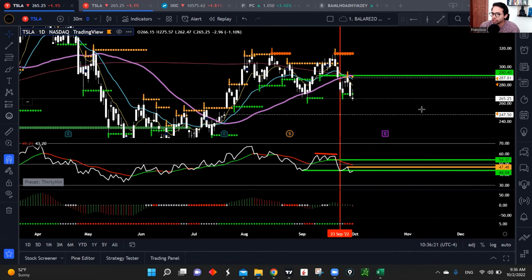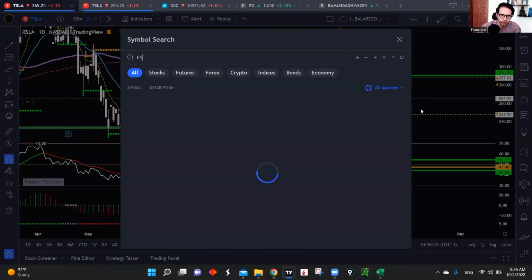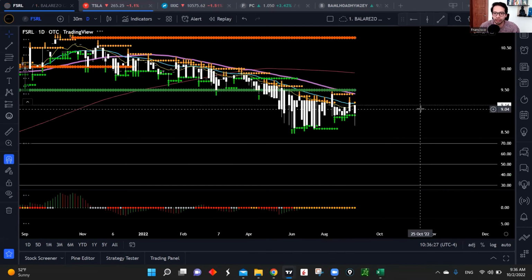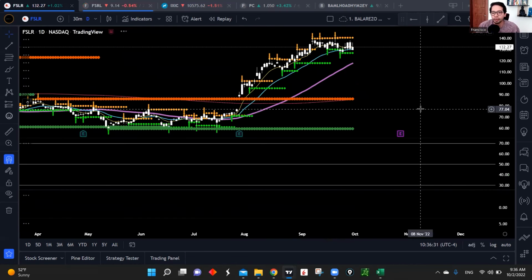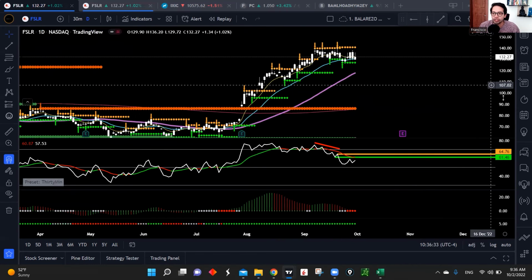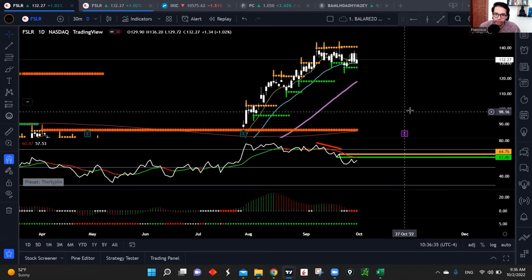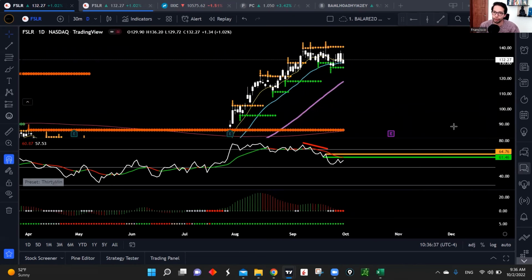And maybe let me share with you another stock, because a lot of people are talking about this one: FSLR, First Solar. A lot of people are talking about this stock being one of the leaders left in the market, and a lot of people are watching this stock. And yes, it's holding pretty well. It's holding above that 21 exponential moving average, but you can see that we have a squeeze that is starting to turn negative, right?